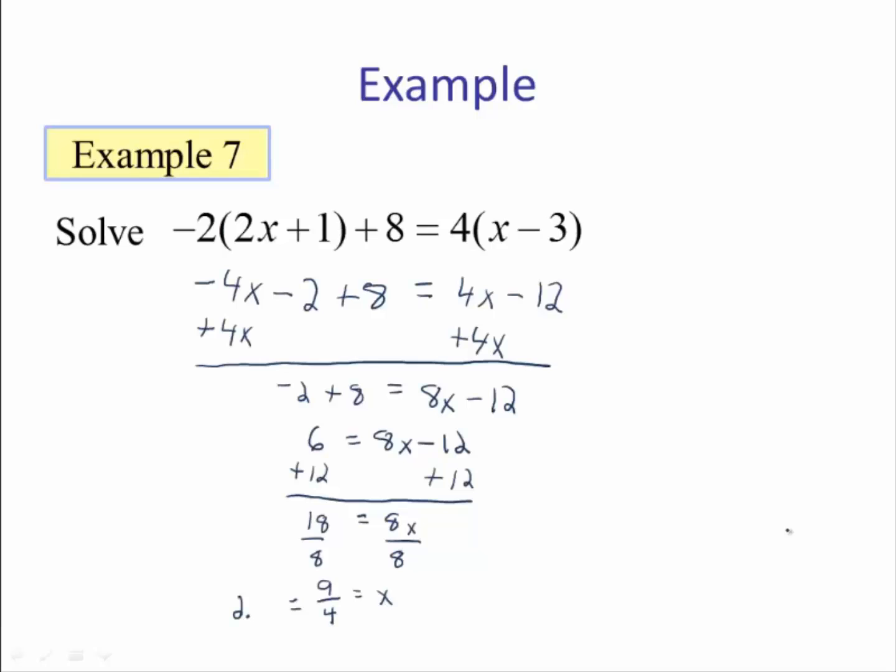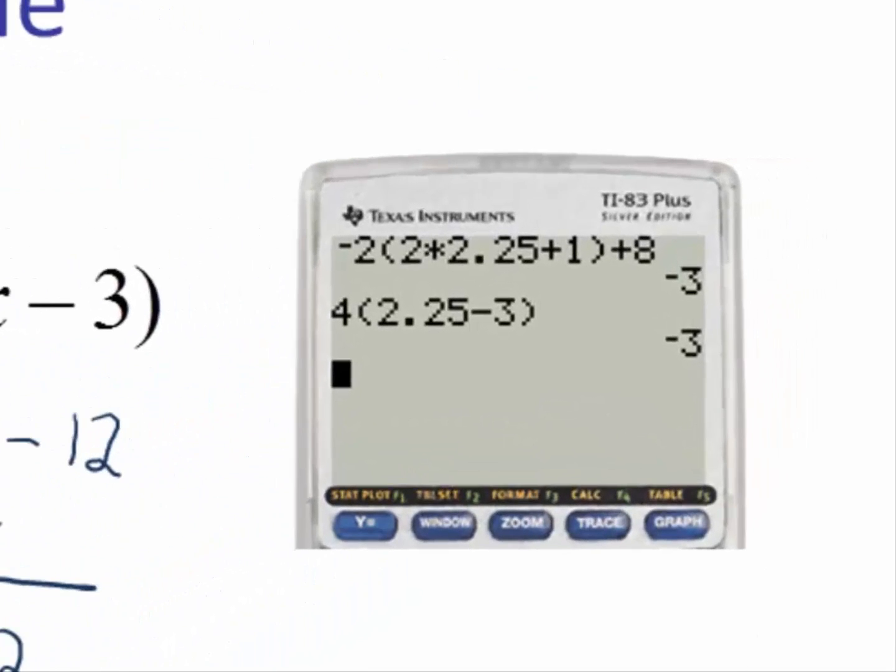It's 2.25. To check this, I'm going to use the graphing calculator. Again, I'm going to put in the left-hand side, and everywhere I see an x, I'm going to substitute 2.25, and I get a value. And then I'm going to substitute the right-hand side in, and hopefully I'll get the same value. So negative 2 times quantity 2 times 2.25 plus 1 plus 8 gives me negative 3. And when I put in the right hand side, 4 times the quantity 2.25 minus 3, I get negative 3. So it checks.